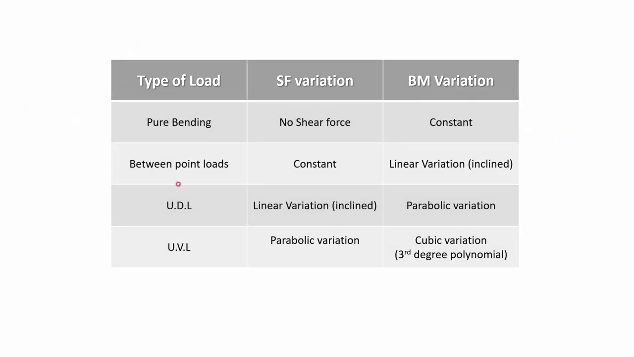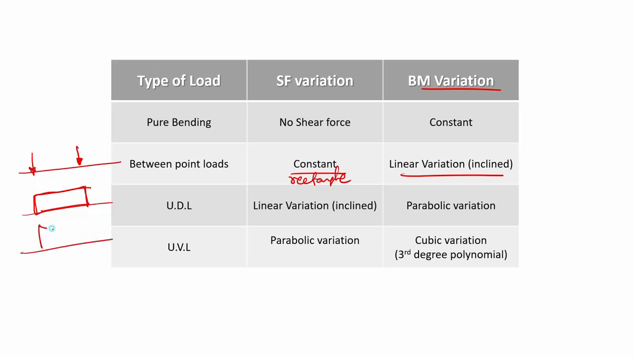Then look here, between 2 point loads. Let us consider this is a beam and this is one point load and this is another point load. Between these 2 point loads there is nothing. In this case the shear force diagram is constant, which means it is a rectangle. Then the bending moment diagram is a linear variation between these 2 points. You can call it a triangle, a triangular variation. Okay, so 0 and rectangle, rectangle, triangle.